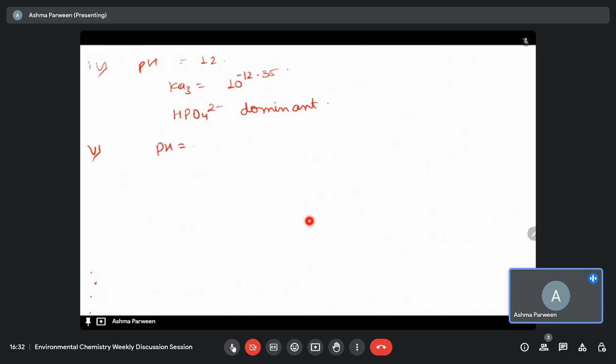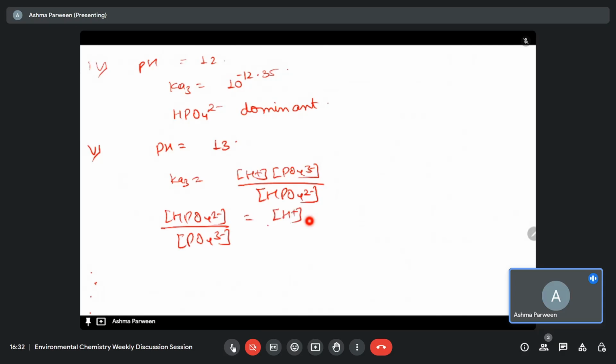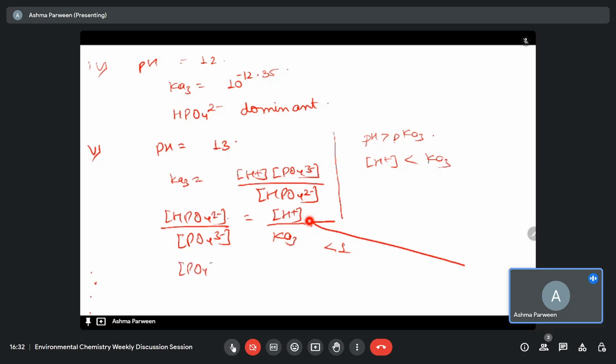And finally we have to find out at pH 13. So we can write Ka3 in terms of H plus, PO4 3 minus and HPO4 2 minus. Let's arrange this: HPO4 2 minus upon PO4 3 minus will be equal to H plus upon Ka3. And we have been given that pH is equal to 13, that is pH is greater than pKa3. So H plus concentration will be less than Ka3. So it means this ratio is less than 1. So HPO4 2 minus will be less than PO4 3 minus, or we can write that the concentration of PO4 3 minus will be greater than HPO4 2 minus. So at pH 13, PO4 3 minus is the dominant form. At pH 12, HPO4 2 minus is the dominant form.